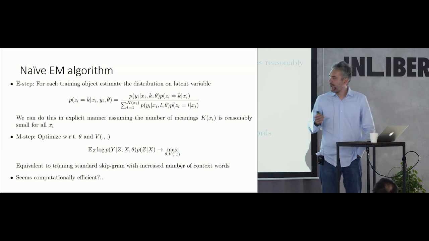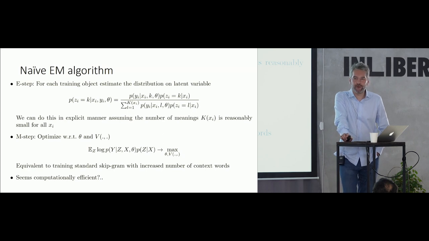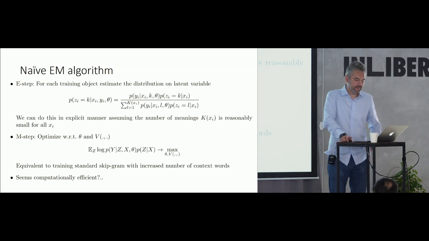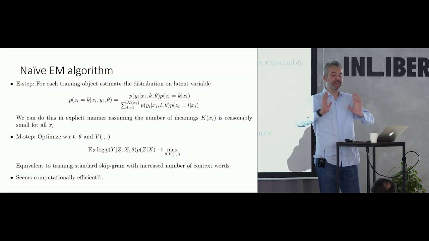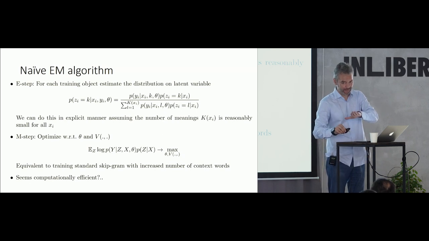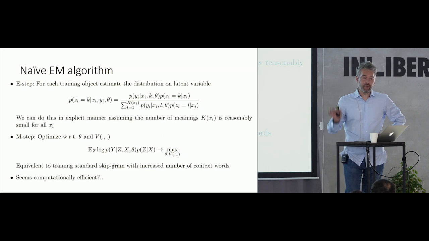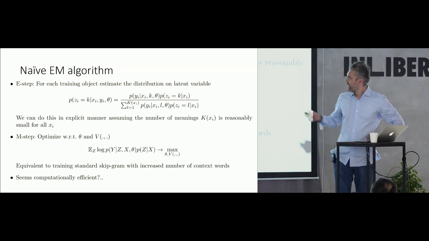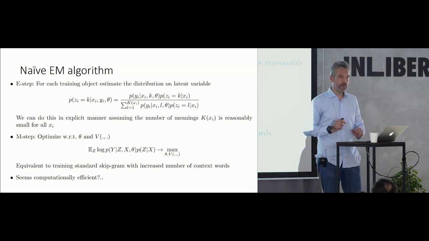And the question to you, how do you think whether this is a computationally efficient scheme or not? The number of meanings. Yep. This is still an open question. Up to now, assume that we somehow know the number of meanings for each word, just for simplicity. I will tell you a bit later how to do that. But even if we know for each word how many meanings it has, this procedure, the EM algorithm in this formulation, is completely inefficient. Why?